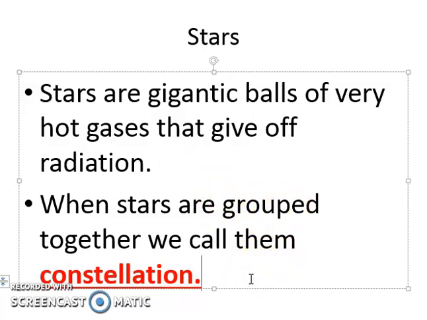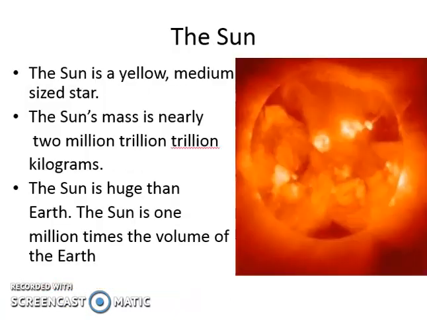Yes, I know that the plural of star is stars with letter S. But when you group those stars, we call it a constellation. And by the way, all constellations have their own name. Another piece of information about stars is this one. Our sun, the center of our solar system, is a star.